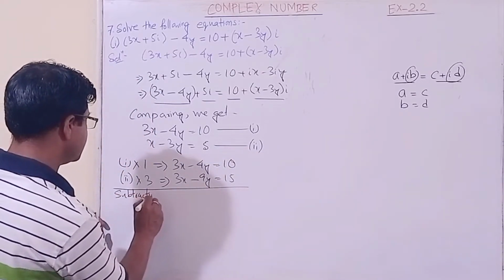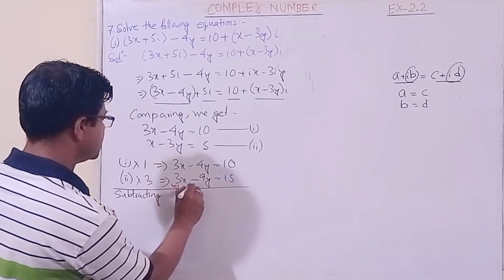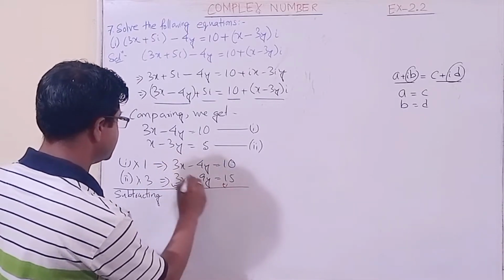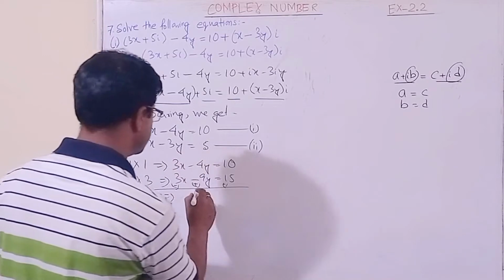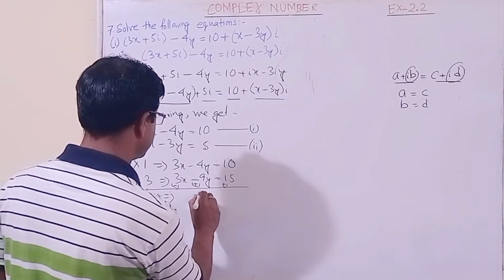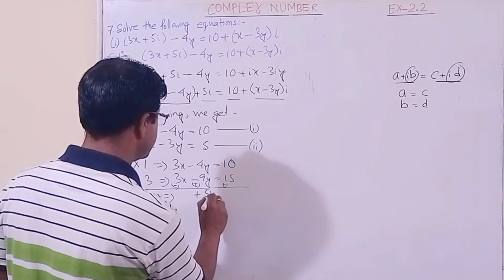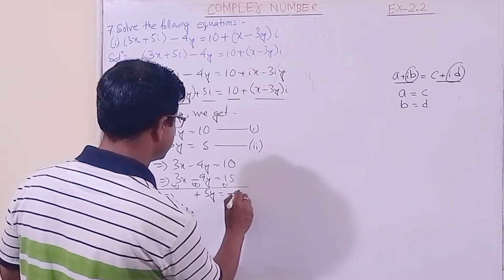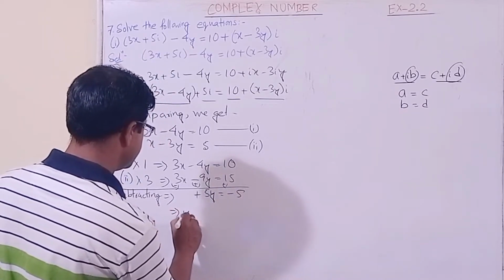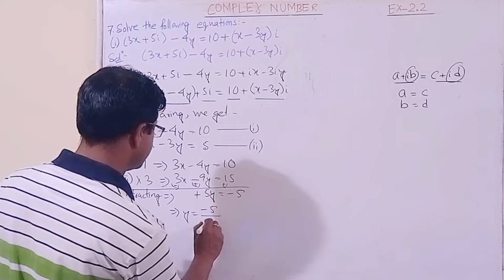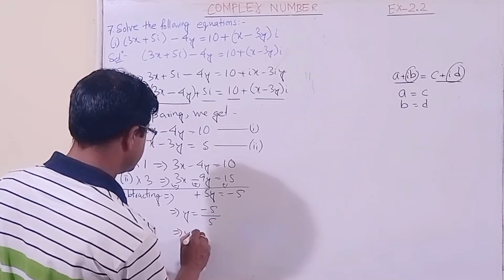Subtracting, this will be minus, this will be plus, this will be minus. 3x will get cancelled. So this is plus 5y, and this is minus 5. So y will be minus 5 divided by 5. y is equal to minus 1.